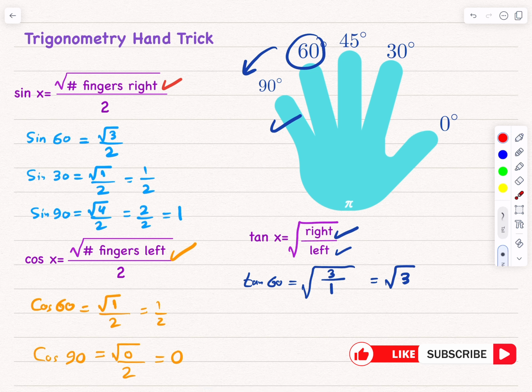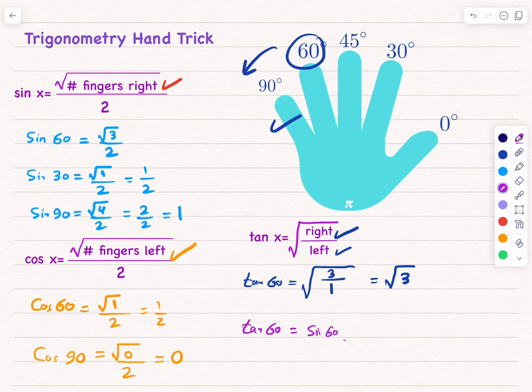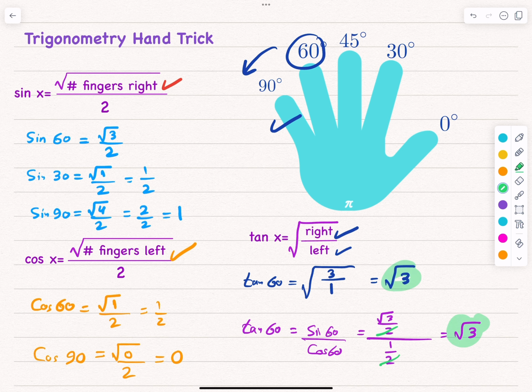And of course, we can calculate tan 60 using the trigonometric identity tan x equals sine x divided by cosine x. So here, tan 60 can be done in a different way, which is sine 60 divided by cosine 60. Now, sine 60, as we found here, is square root of 3 divided by 2. And cosine 60 is half, as we found here. So we have 1 divided by 2. Now, cancel 2 and 2. So we have square root of 3 divided by 1, which is square root of 3. So we got here the same answer as this.